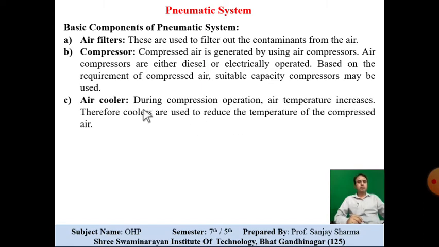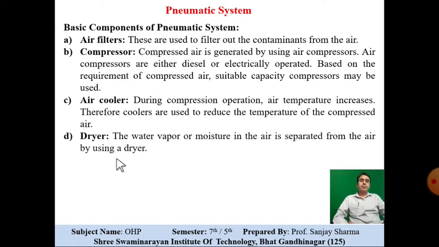The next is the air cooler. During the compression operation, the air temperature increases, as I told you earlier, friends, that as the air is compressed, the temperature increases. So it is mandatory to reduce this temperature. Therefore coolers are used to reduce the temperature of the compressed air. Higher temperature may result in some hazardous condition, so it is mandatory to reduce the temperature of the air. The next is the dryer.